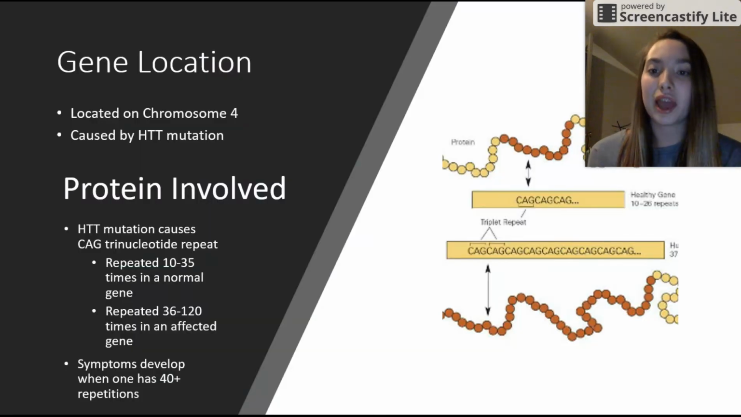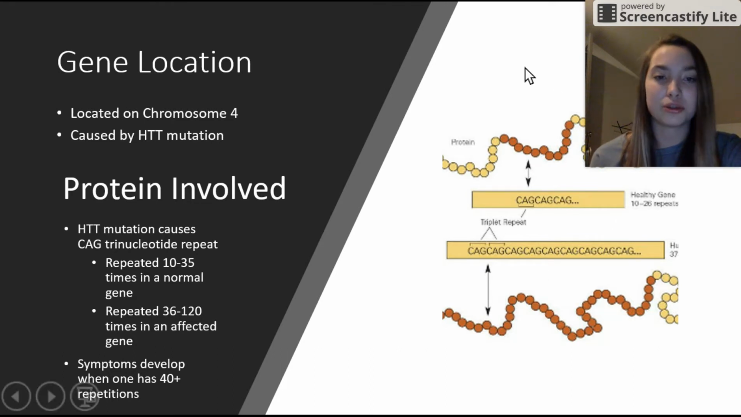Huntington's disease is located on the 4th chromosome, and it is caused by the HTT mutation. The HTT mutation causes the CAG trinucleotide repeat. In normal genes, it is repeated 10 to 35 times, but in a gene affected by Huntington's disease, it is repeated 36 to 120 times. As you can see in this picture, this is what it would look like in a normal gene, and this is what it would look like in someone with Huntington's disease.